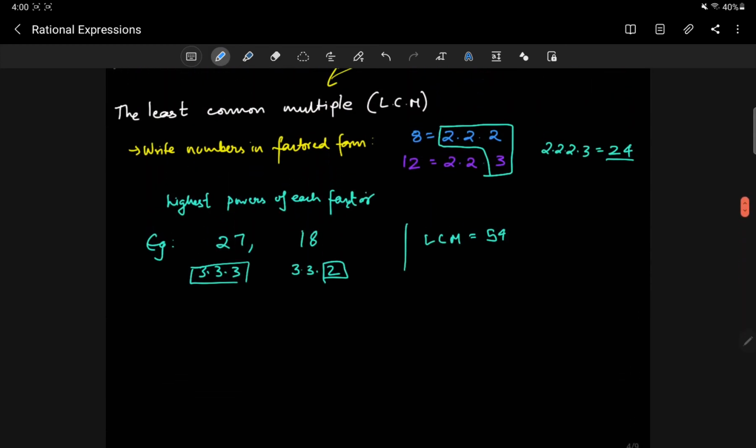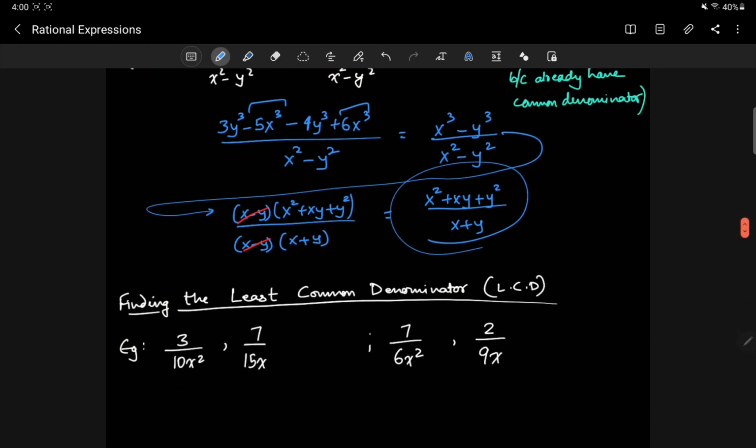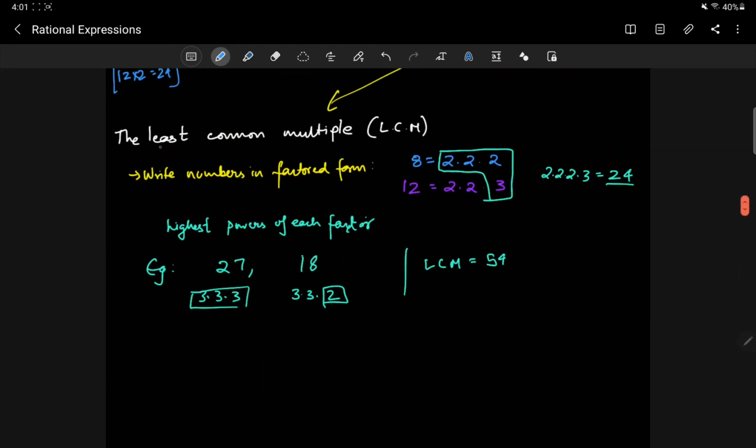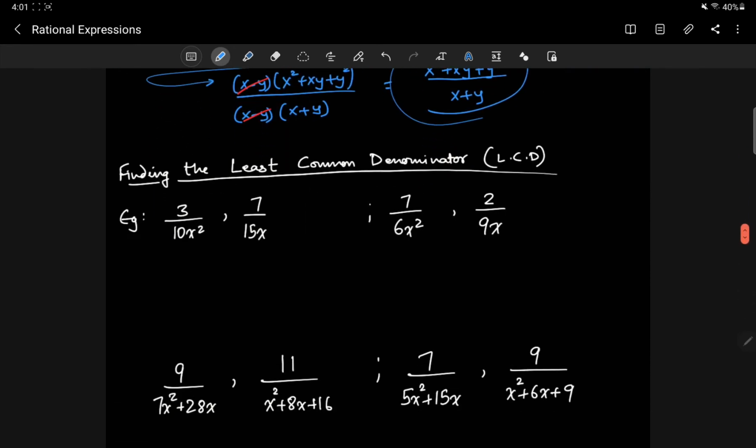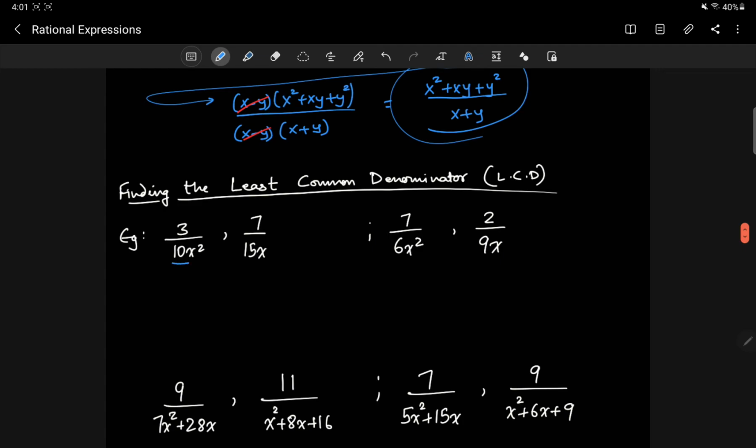Now, just as with the numbers, we go on to the difficult case, and for the difficult case, we have to find something called the least common denominator, LCD, which is very much similar to finding the least common multiple. For example, here I'm trying to find the least common denominator between these two. So first of all, remember it's always highest powers, right?